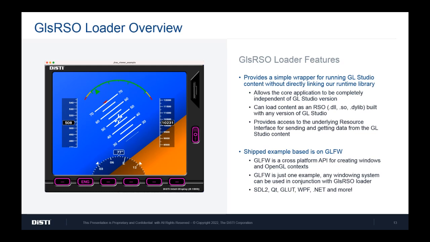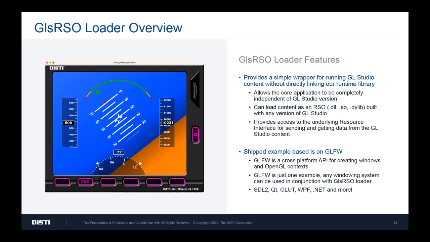The content that GlsRSOLoader loads must be built as an RSO, a reusable software object. In other words, a .dll on Windows, a .so on Linux, or a .dylib on macOS, built with GlStudio. And this RSO interface provides an opaque interface that allows you to access the underlying resource interface of that object, so you can manipulate the objects in a generic way.